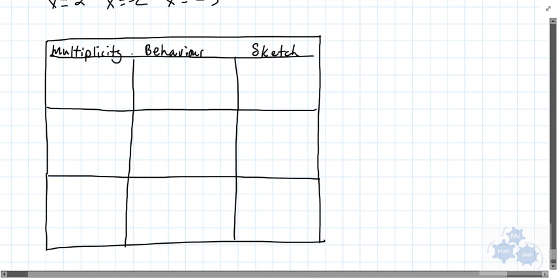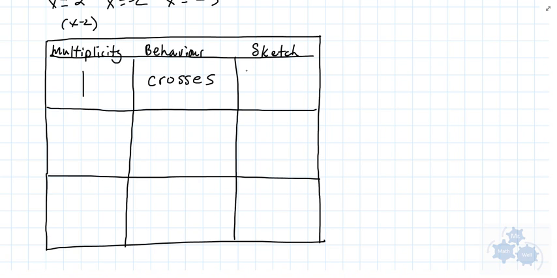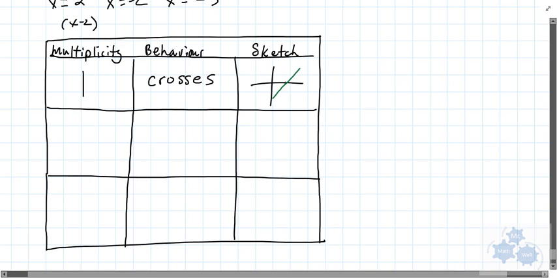So if we draw a chart here just to summarize what we've been talking about, a multiplicity of 1, and that means that the factor itself, let's say it's x minus 2, just shows up once in the list of the multiplication of factors of a polynomial. So that's a multiplicity of 1. The behavior is the graph just crosses the x-axis at that intercept point, it just crosses. And a sketch would look something like this. It just straight crosses, like that. And it's a kind of a straight line immediately around the x, straight.